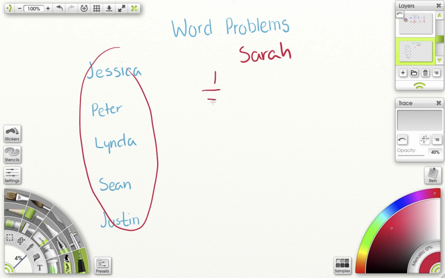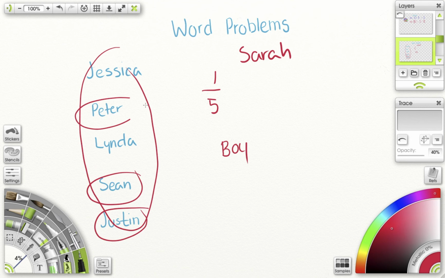Everyone has a 1 out of 5 chance of getting their name picked because there's 1 of them and 5 people altogether. What about the likelihood of Sarah picking a boy? If Sarah's picking a boy to be her partner, who are our boys? We have Justin, Sean, and Peter. Those are 3 boys. So she has 3 out of how many? 5 altogether chances of picking a boy.